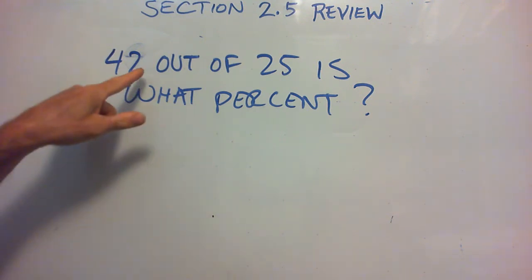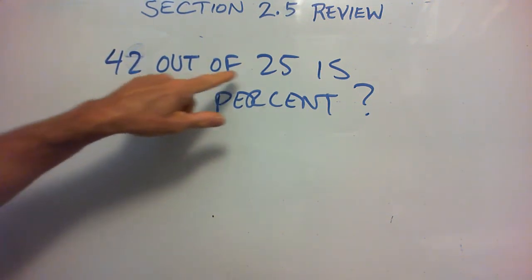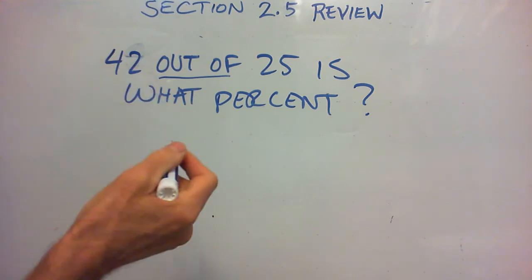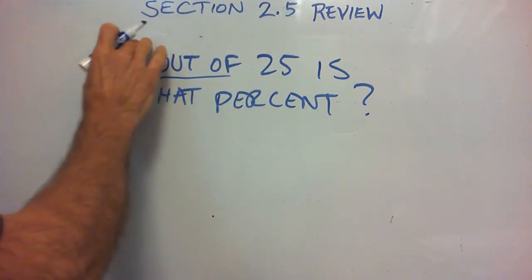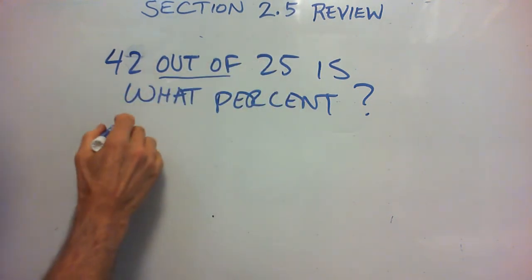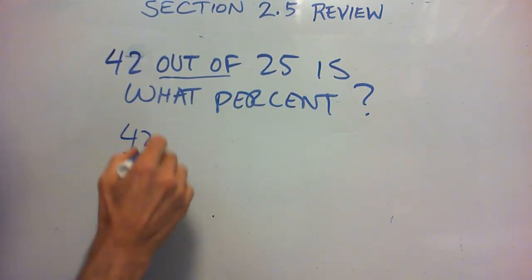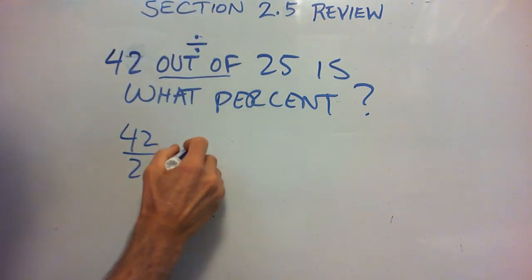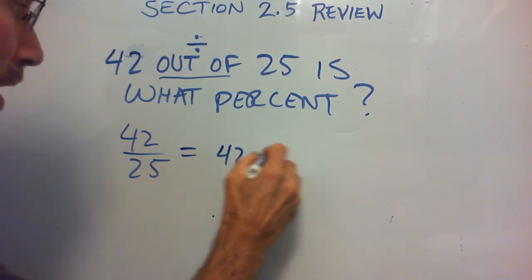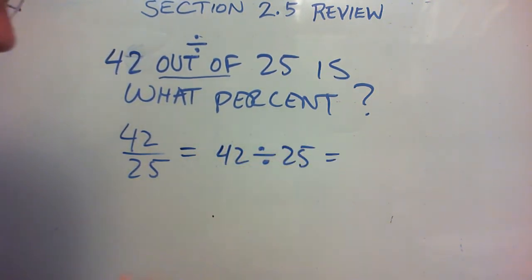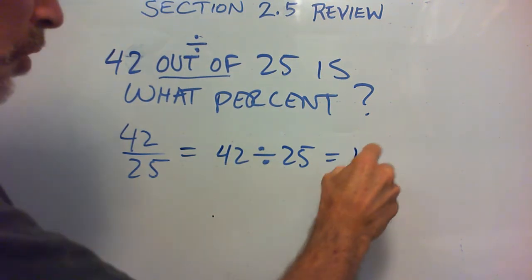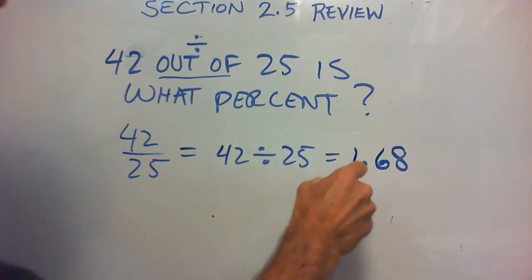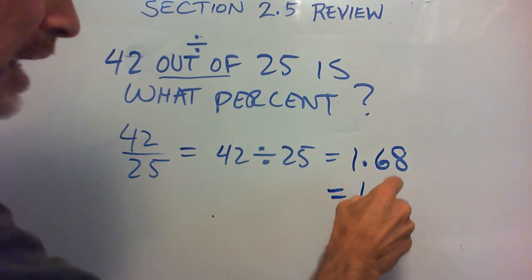Okay, next problem. Another review problem. 42 out of 25 is what percent? Now remember, the out of problems, like 1 out of 2 is a half. 1 out of 3 is a third. 42 out of 25 is 42 25ths. That word out of means divide. 42 divided by 25. So we divide those results and get a decimal. And when you divide them, you get the decimal 1.68. But that's not 1.68%. Turned into a percent, that's 168%.